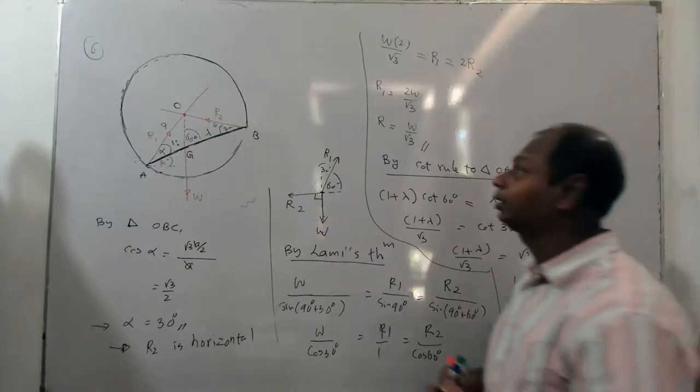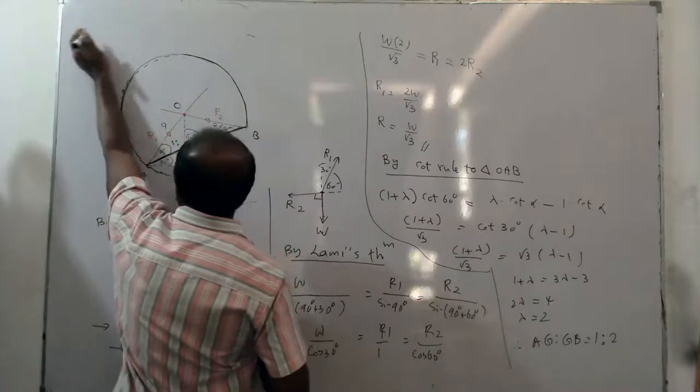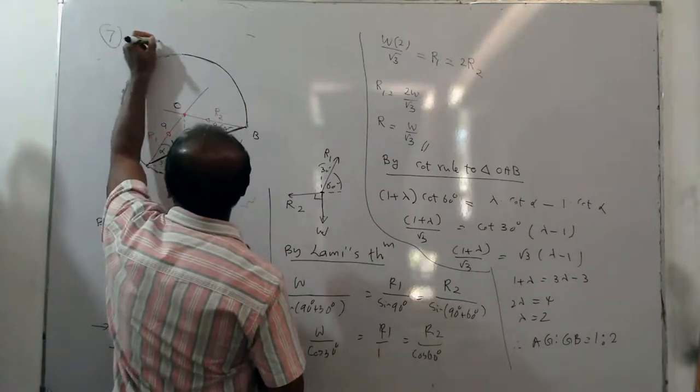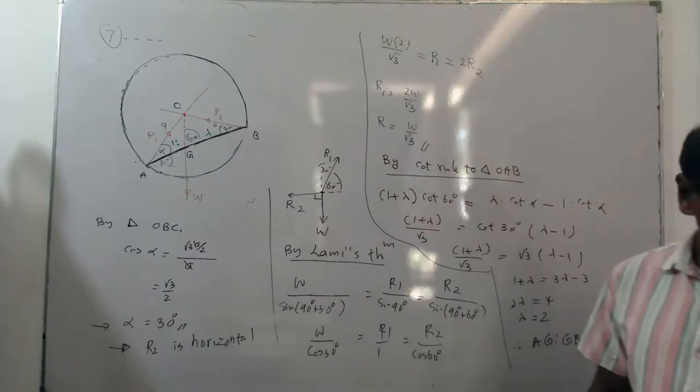Finish that, then go to question number 7. Draw the diagram for question number 7. Finish this first.